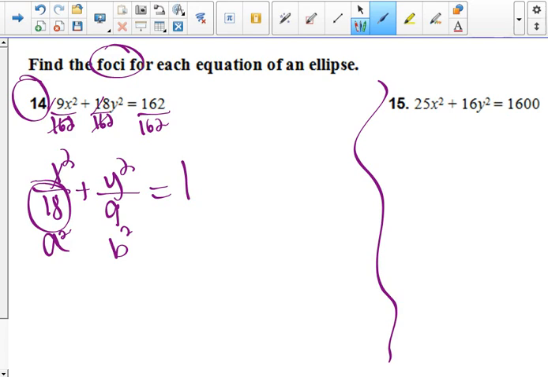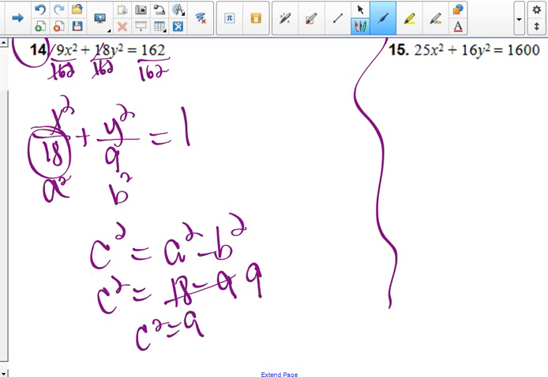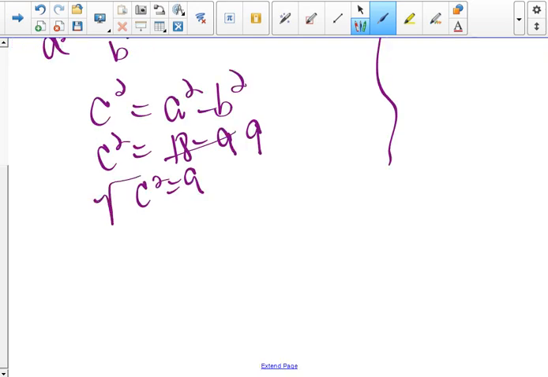Okay, so we know that C squared, which is what we're looking for, our foci length, is equal to A squared minus B squared. So now just fill it in. We know our A squared is 18, and we know our B squared is 9. So C squared is equal to 18 minus 9, which is 9. So C squared equals 9. And now take the square root of each side, and you get C is equal to positive or negative 3.